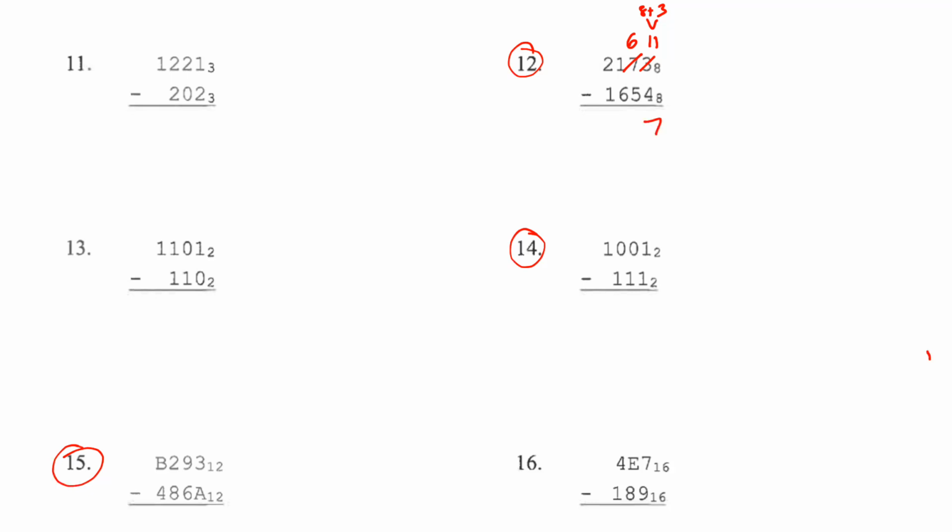would be 7. 6 minus 5 is 1. Now the 1 needs help from this 2, so we're going to take 1 there and add 8 to this 1 to make it 9. And 9 minus 6 is going to be 3.